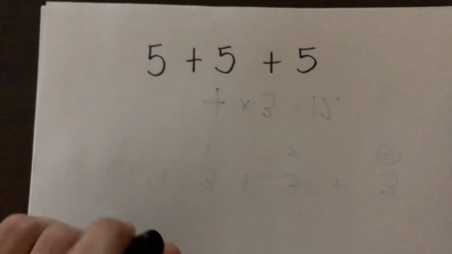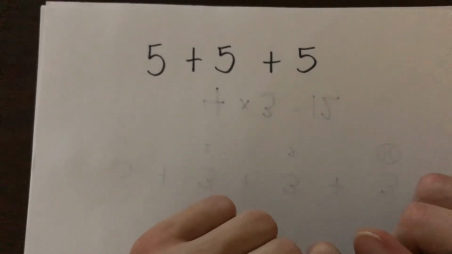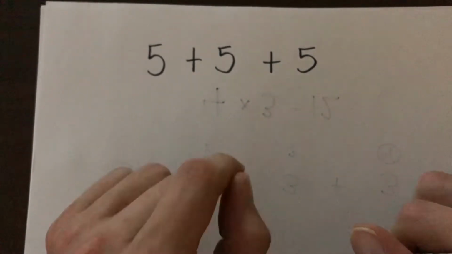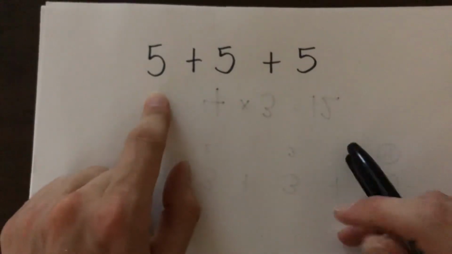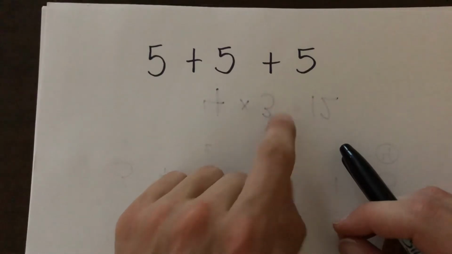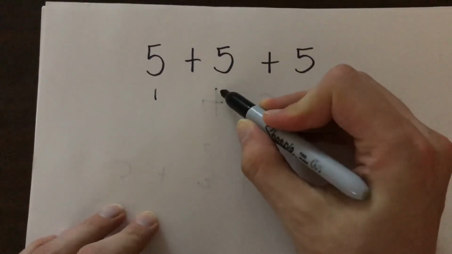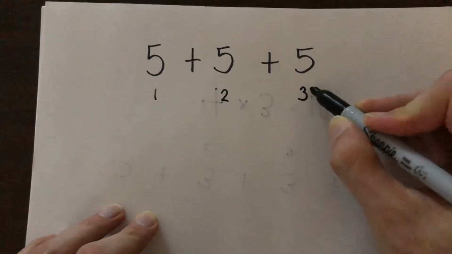We got 5 plus 5 plus 5. How can I write this as a multiplication sentence? Count with me how many 5's we have. 1, 2, 3. We have 3 5's.